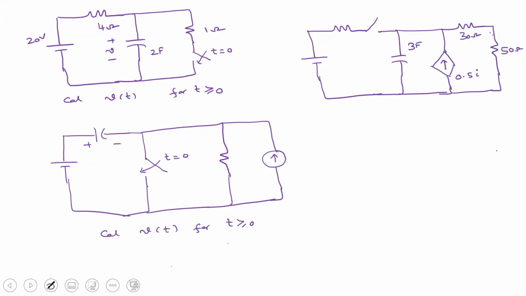This is I, and this is 40 ohm, and the switch is open at t equal to 0, and here you have 80 volts.